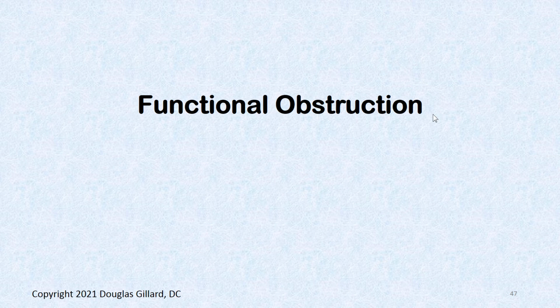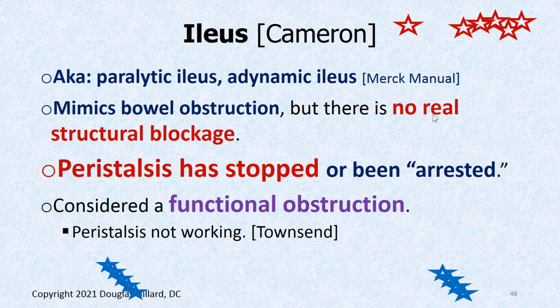All right, functional obstruction. I'm not going to say too much about it. Functional obstruction is caused mainly by something called ileus, or paralytic ileus, or adynamic ileus. Merck Manual uses adynamic ileus. Merck Manual is also a board book, so you need to know all those terms. It can mimic bowel obstruction, but there's no obstruction.